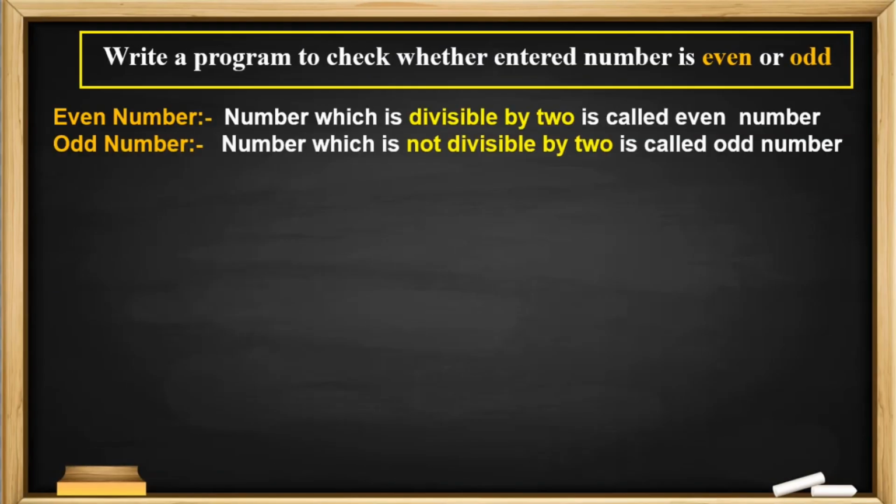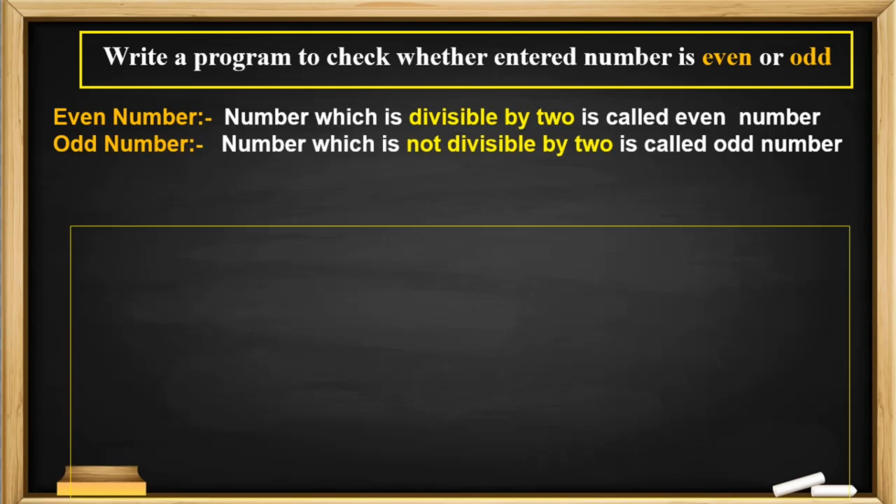Even number is a number which is completely divisible by 2. And odd number is a number which is not divisible by 2. In other words, if we divide a number by 2 and remainder is 0, then it becomes an even number. If in case remainder is not 0, then it becomes odd number.